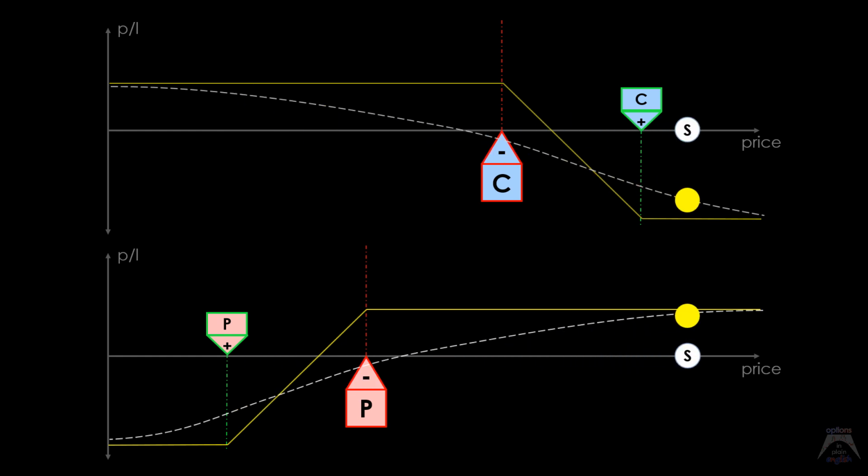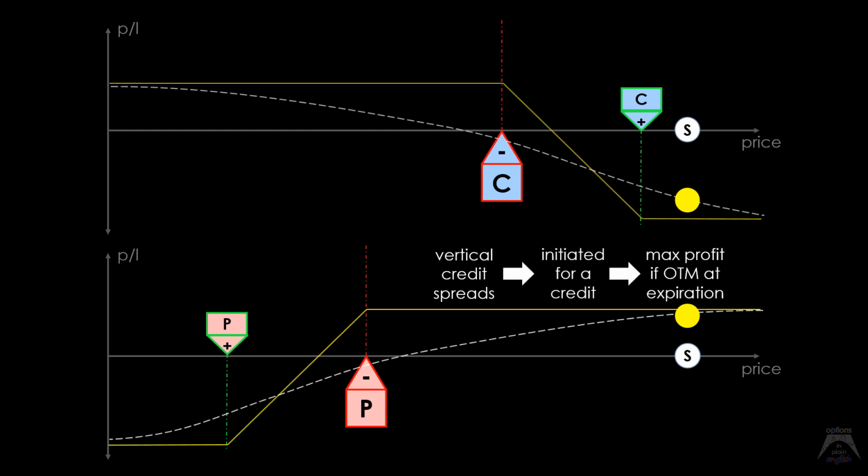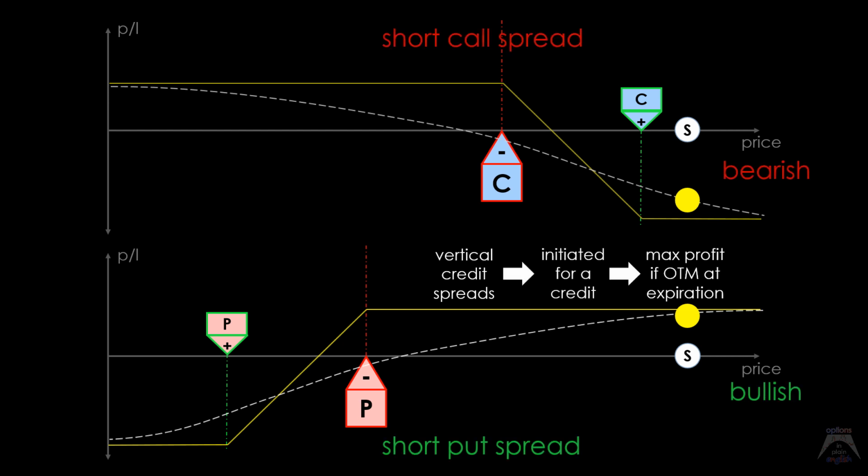We can see here that vertical credit spreads are initiated for a credit and reach their maximum profit if they expire out of the money. Short call spreads are bearish strategies, while short put spreads are bullish.